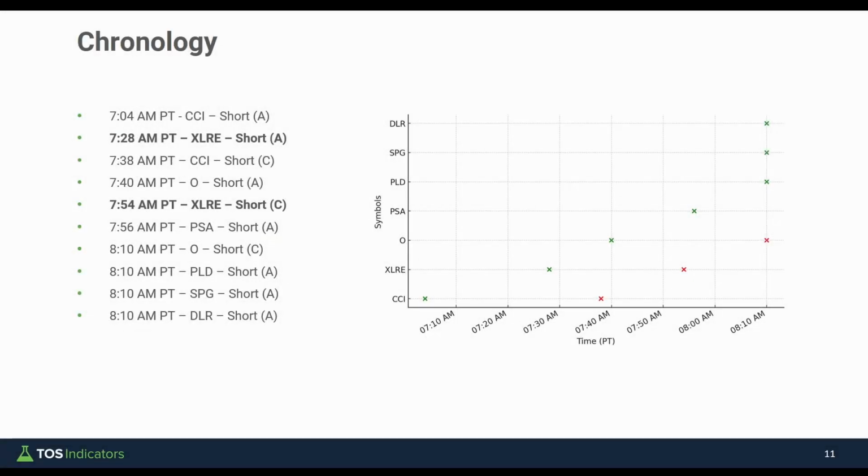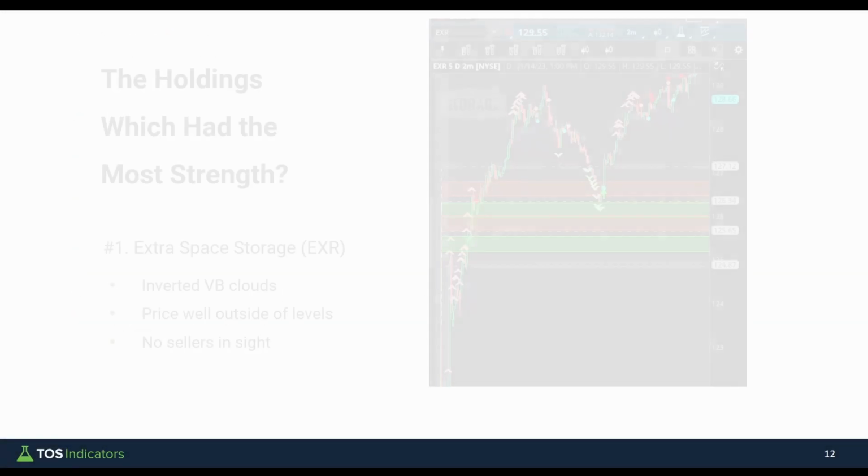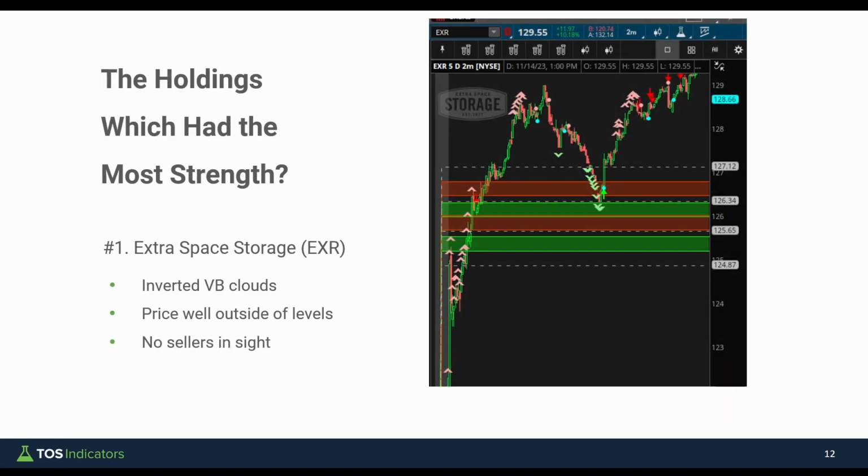Now, before we conclude this video, let me show you an example of stocks in which we had the most strength. This is where our clouds got inverted inside of the same sector, XLRE. The first example here is Extra Space Storage, ticker symbol EXR, and you can see how the volatility box clouds here have inverted. That right off the bat, very clear sign of just how much strength we saw inside of EXR. The price is well outside of the levels here. You should notice these charts look much different than the charts we've been talking about.